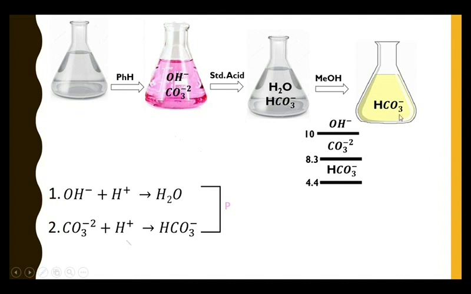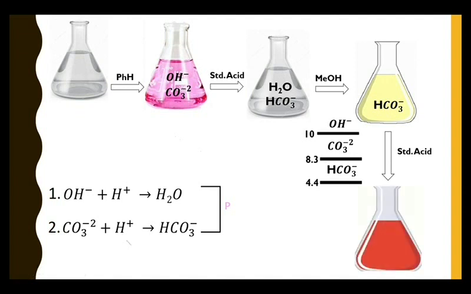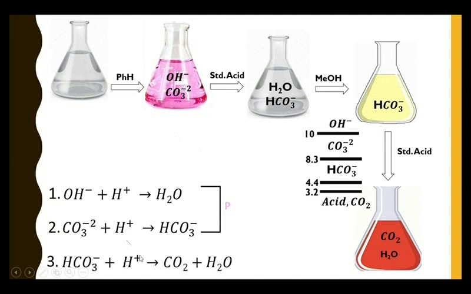Now this solution is titrated against the same standard acid and the titration is continued till the color changes to reddish orange. By the time the solution turns to reddish orange, the pH of the solution comes down to less than 3.2. That is due to the acid and carbon dioxide present in it. Now methyl orange marks the completion of the reaction. So this bicarbonate combines with H⁺ and carbon dioxide and water is formed.